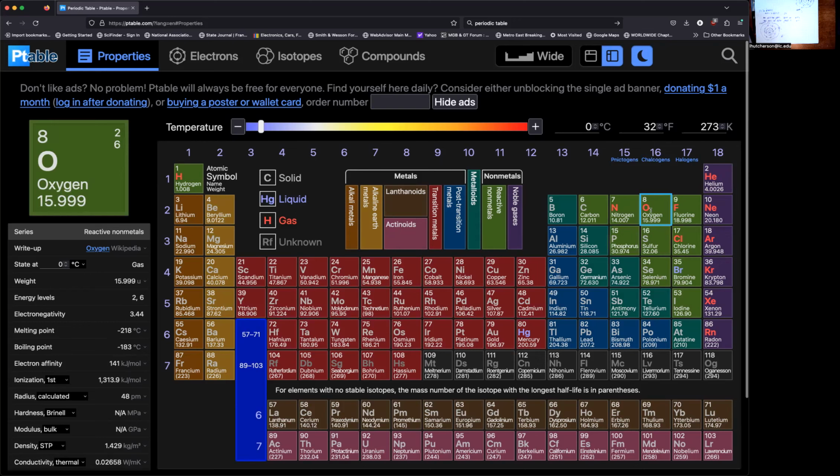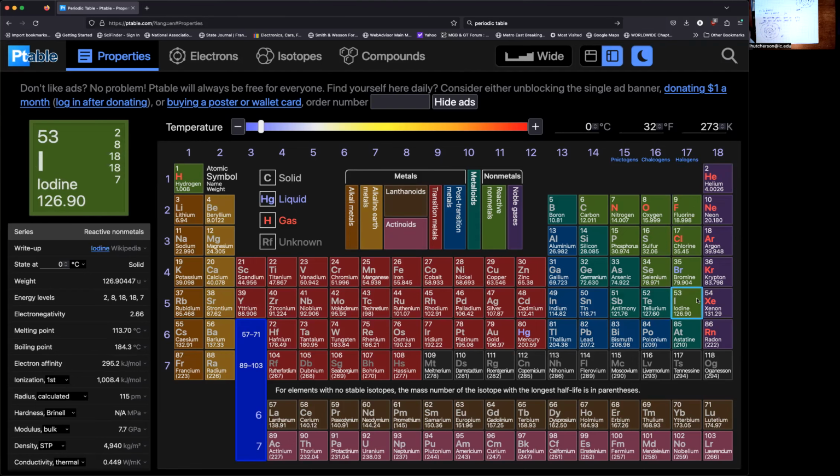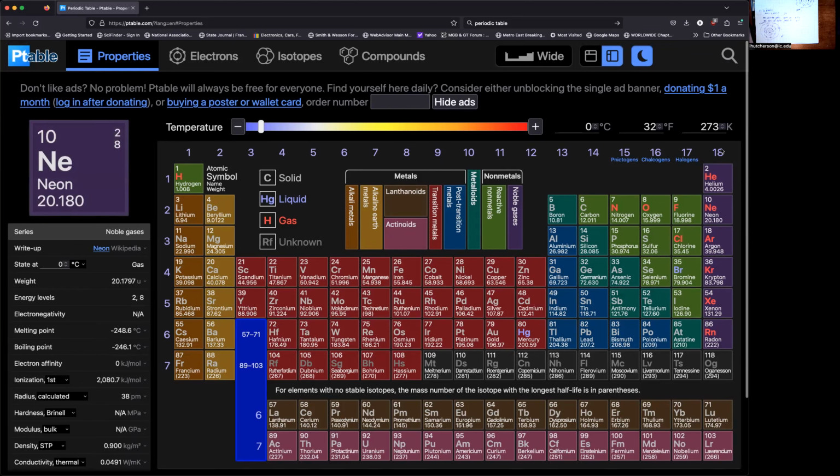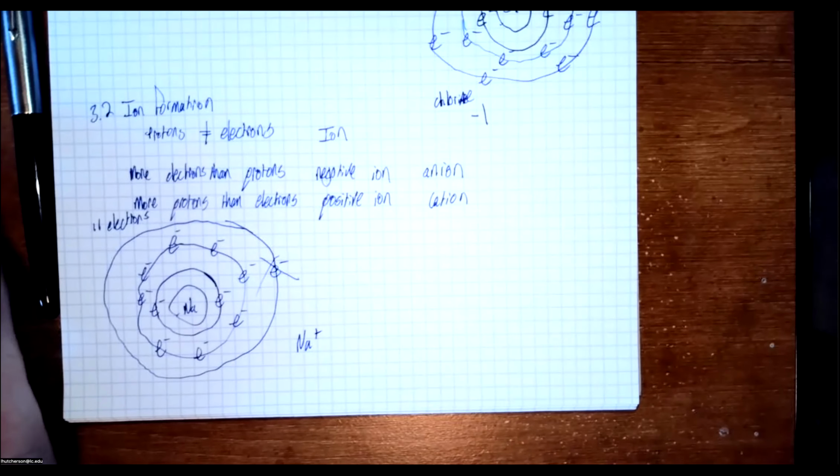Group 16, we need 2 valence electrons. Gaining 2 is easier than giving up 6. So these tend to form -2. Group 17, -1. Okay? Then, of course, group 18 doesn't really readily react. So that's our trend for forming ions.